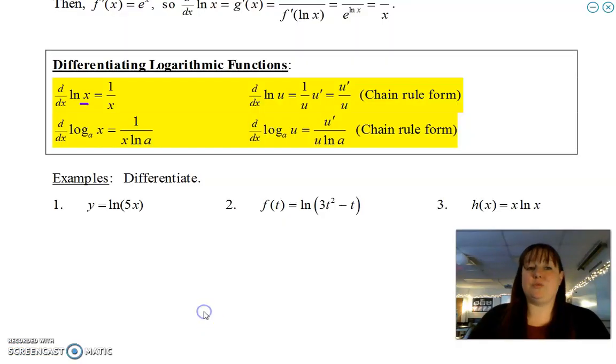Alright, so now we're going to find the derivative of the log function, and you probably figured that we were going to do this, because why were we talking about log functions? We weren't going to do some calculus with them, right?